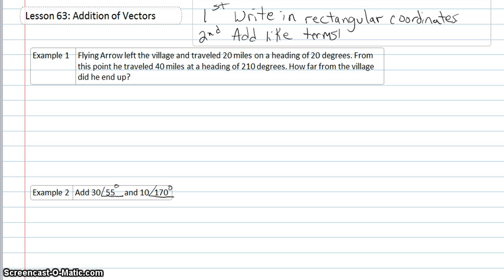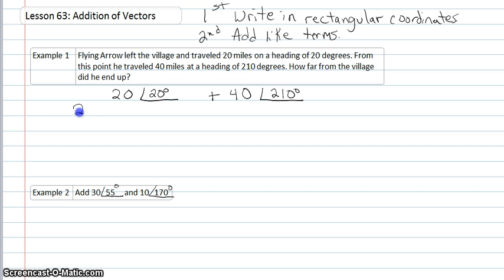Alright, so first I'm going to write those as just polar coordinates. So 20 miles on a heading of 20 degrees would be 20 and then 20 degrees. And we're going to be adding this to 40 miles, so 40 at 210 degrees. Okay, so the first thing I'm going to do is change these polar coordinates into rectangular coordinates.